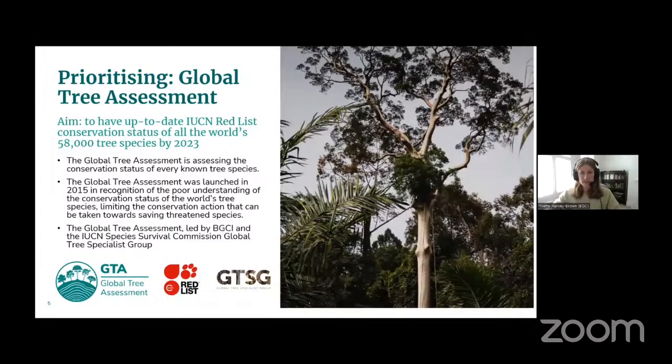It was set up in recognition that when this project started in 2015, there were very few conservation assessments for trees, and of those that were available, a lot of them didn't have that much data associated with them. So this is really a big effort to update the information that we have on tree species: which ones are the most threatened, what the threats are, where they are found. Each assessment on the Red List has map data associated with it, and having all of this information will really help to push more tree species to get the conservation action that they need.